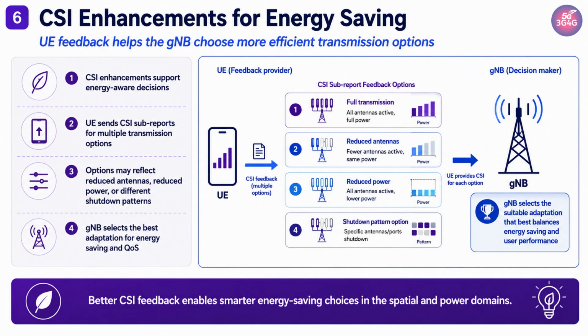This is important because energy saving decisions should not be blind. If the gNodeB reduces antennas or power without understanding the likely impact, user throughput, coverage, or reliability may suffer. CSI enhancements give the gNodeB better information, especially in the spatial and power domains. The key message is that better feedback enables smarter energy saving choices.